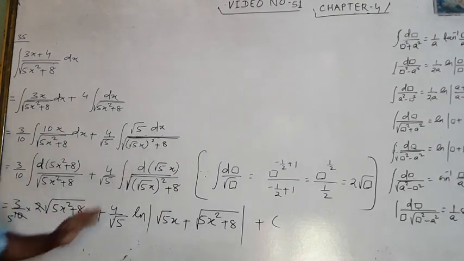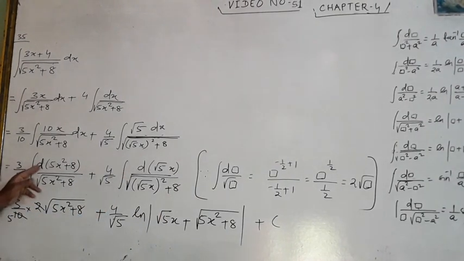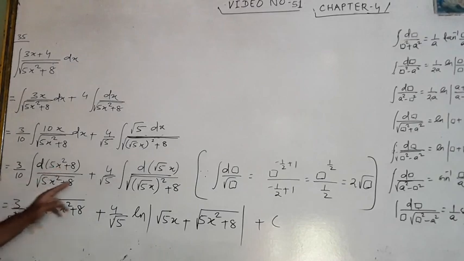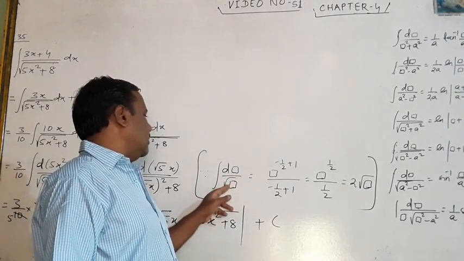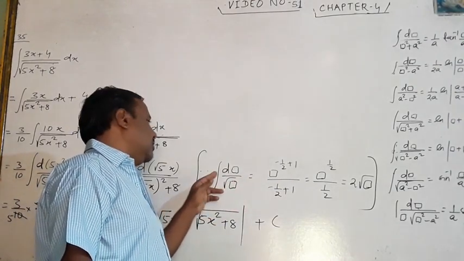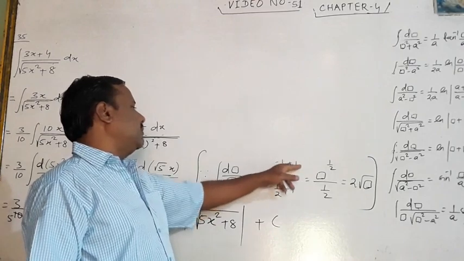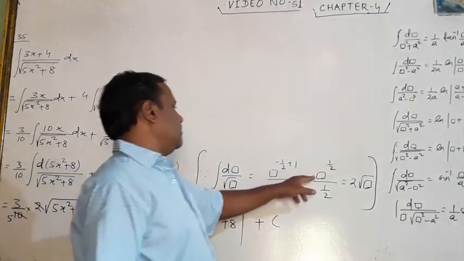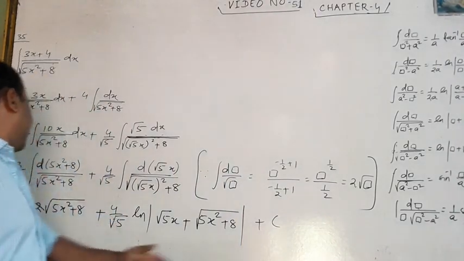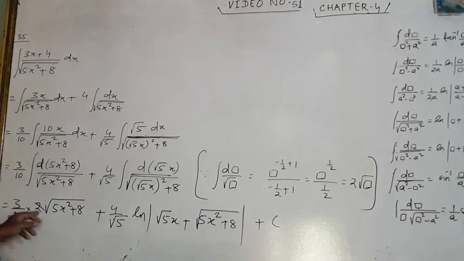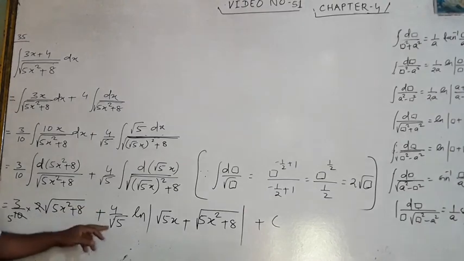Now look at both parts. Here it is d box by root over box, d box by root over box. Simply it is what? Box to the power minus half d box. It is box to the power minus half plus 1 by minus half plus 1. It is box to the power half by half. It is 2 root box. Okay. Now I am writing it is 3 by 10, 2 root box, plus 4 by root 5.